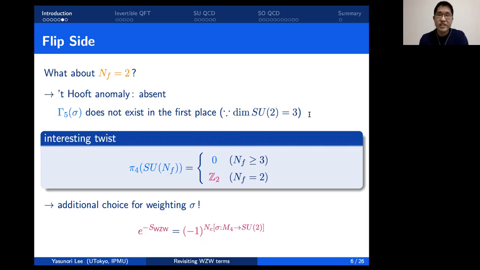Are you asking whether there is an ordinary Wess-Zumino-Witten term for NF equals 2? Yes, for just SU(2). In SU(2), there's no ordinary Wess-Zumino-Witten term. Only this term can enter. I mean, the left-hand side of this equation should be just the whole action of the QCD, right?